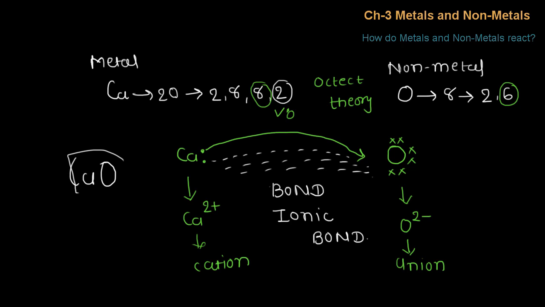It is neutral, it has no charge, but inside we know that it is made from ions. Calcium has a positive charge and oxygen has a negative charge. So in this way, metals and non-metals react with each other. From this example, we have completed this topic, the reaction of metals and non-metals. I hope you have understood very well. Thank you.